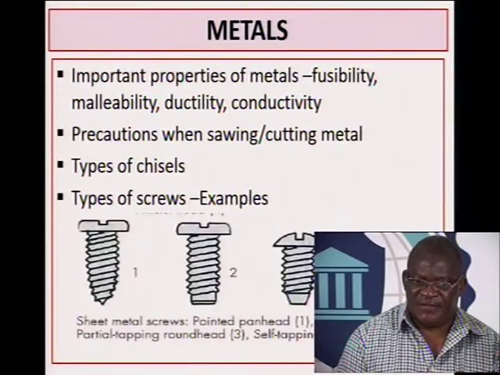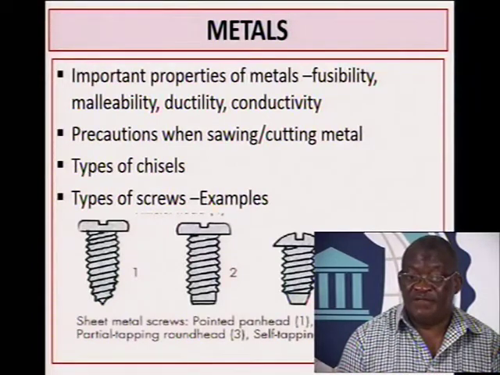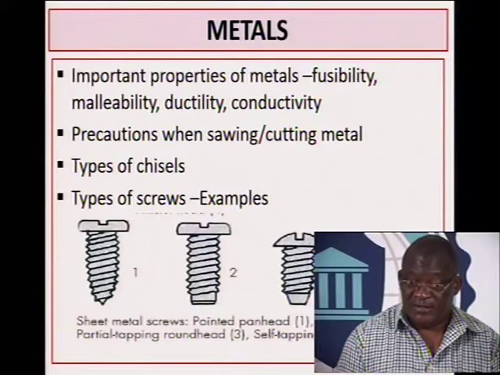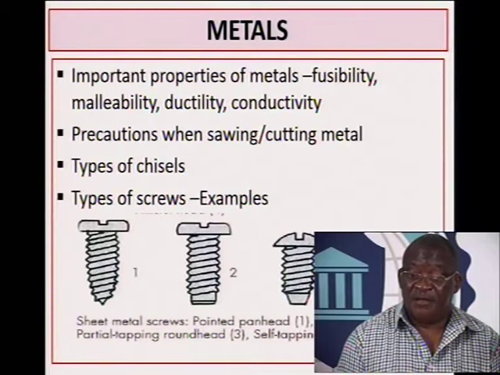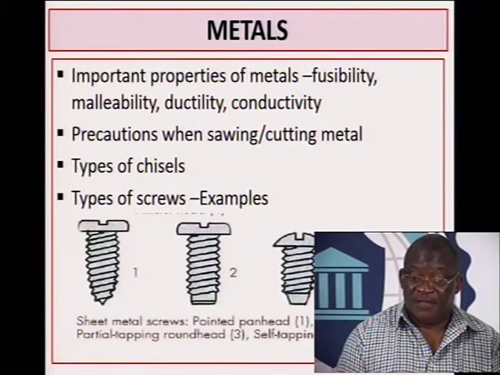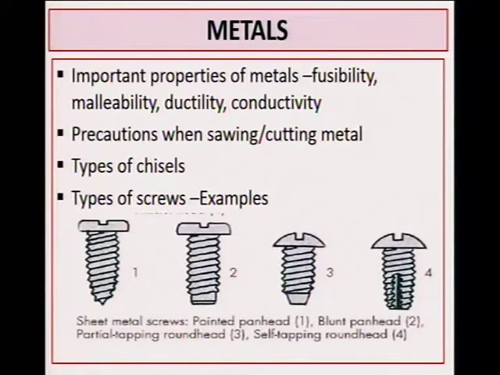Then under the topic metals, you should be aware of the properties of metals. The 4 basic properties of metals. You should be able to be aware of them and describe them. We should also be able to explain what precautions you take when you are using a hacksaw, right? Then you should all know types of chisels and types of screws, different types of screws. You should be able to draw them, identify them, and label them.